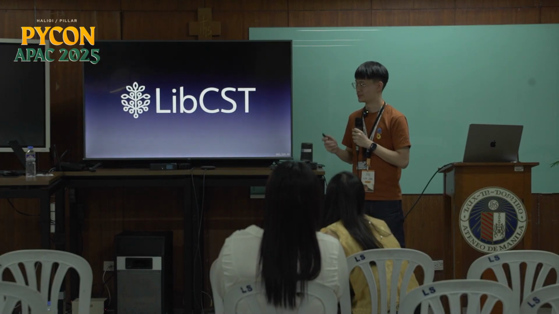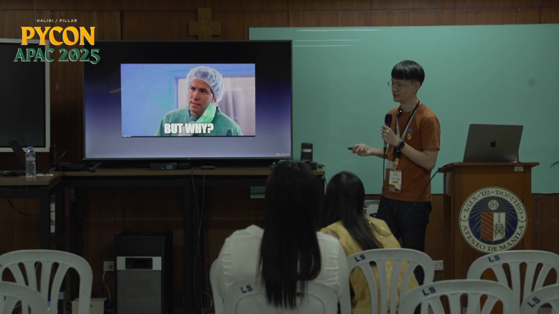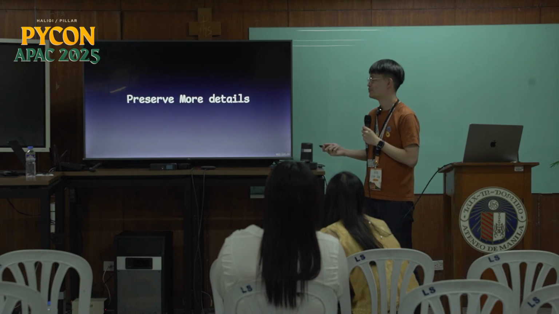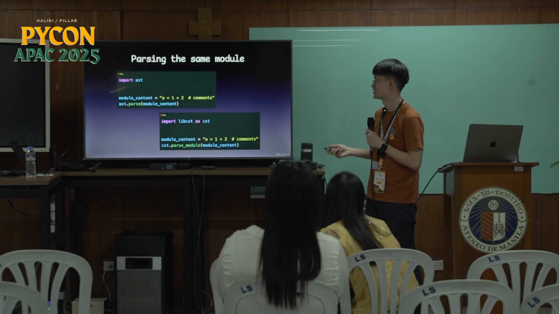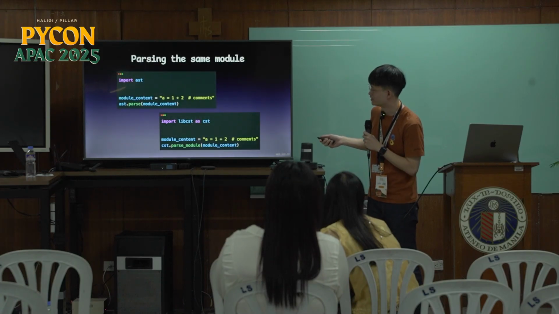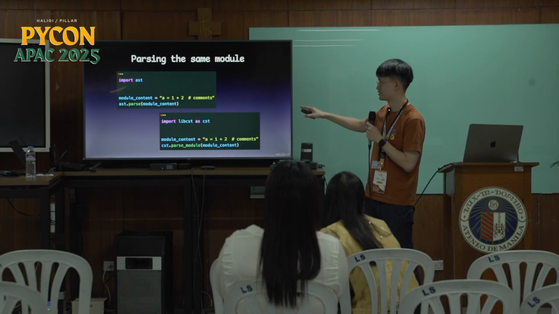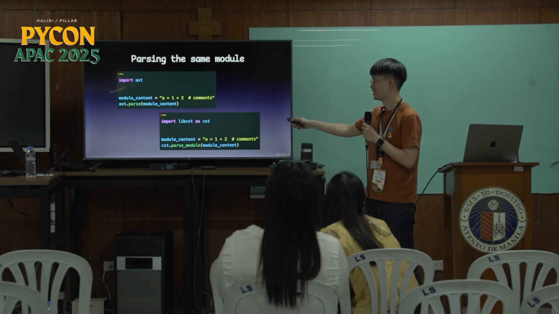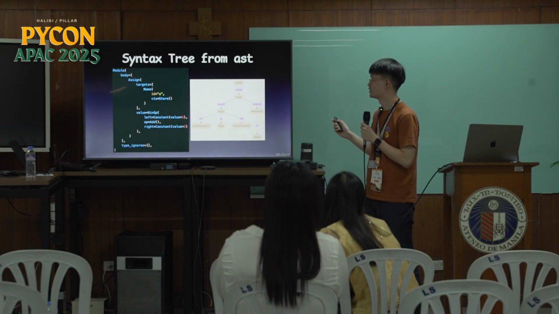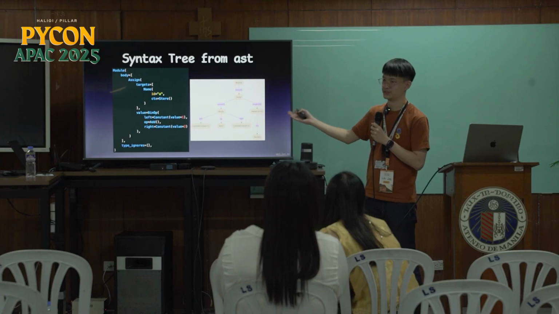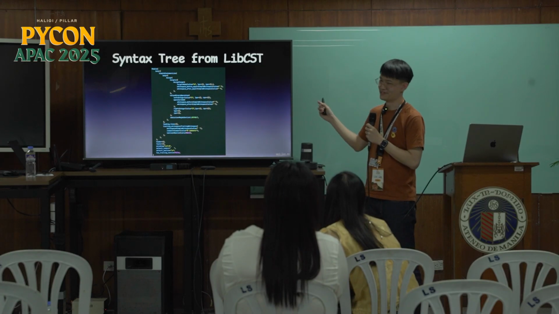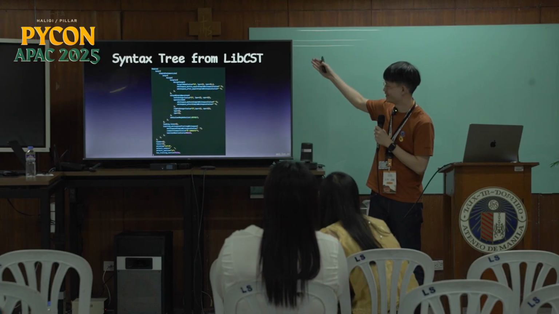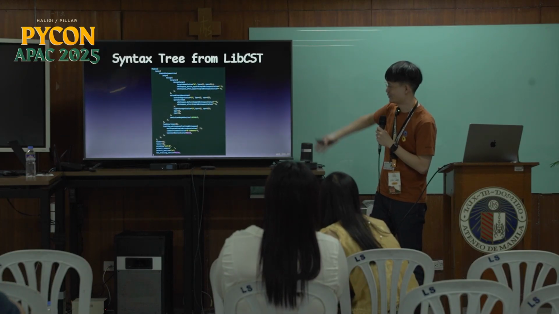libcst is the way to go. And why do we want to use libcst? Because it preserves more details. Like this one, it parses a = 1 + 2 and comments, and same for CST. The AST tree just looks like this. As you can see, there are no comments and no spaces. But for the same code, libcst parses it as such giant stuff.